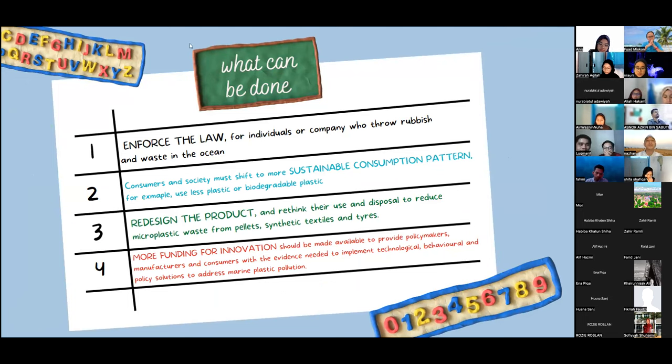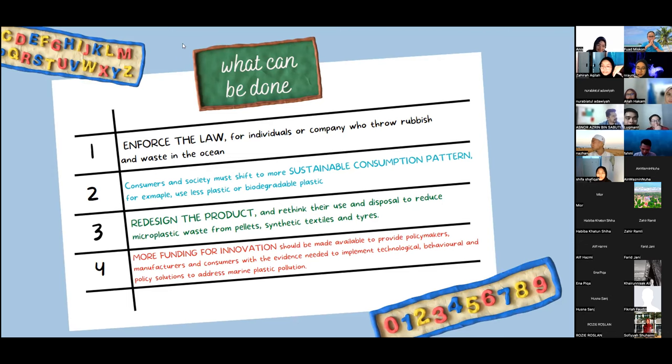So the first one, of course, we can enforce the law for individuals or companies who throw rubbish and waste in the ocean. So enforce the law here, we can sue them or make them pick up the trash that they throw. So it's everybody's job. If you see, for example at Pantai Teluk Cempedak, someone throws rubbish and you scold them. You say, take back your rubbish. Like that.